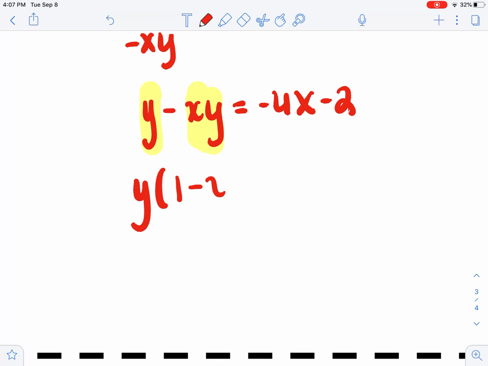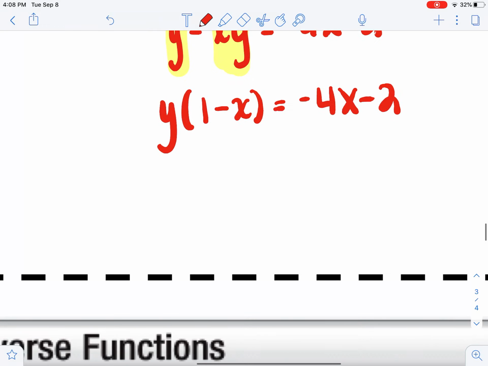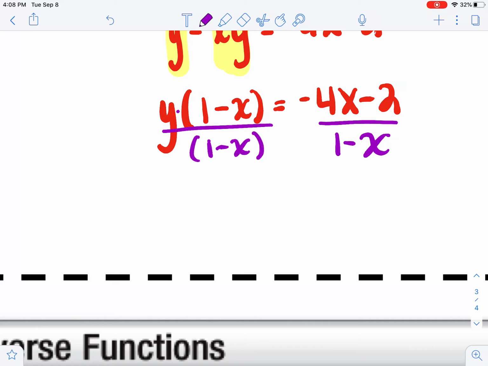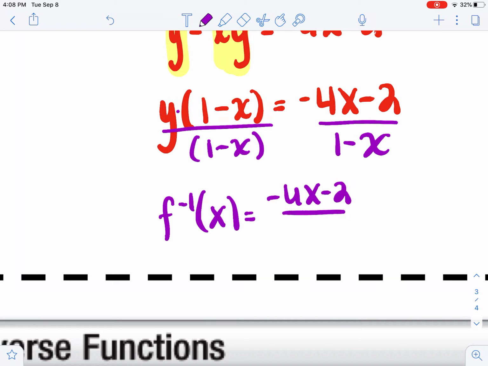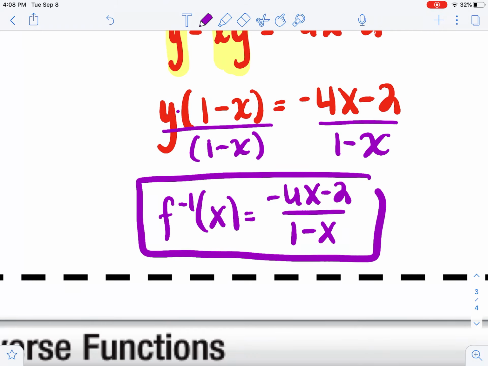So when I do that, I'm left with y times 1 minus x equals negative 4x minus 2. So now I'm on my last step to getting y by itself. Remember, this is implying multiplication, so I'm going to divide by 1 minus x. And I have f inverse of x is equal to negative 4x minus 2 over 1 minus x.